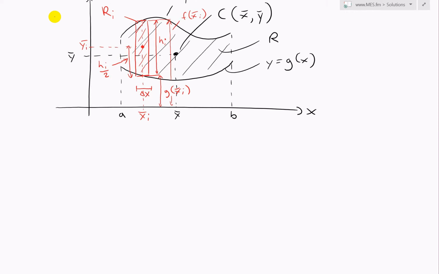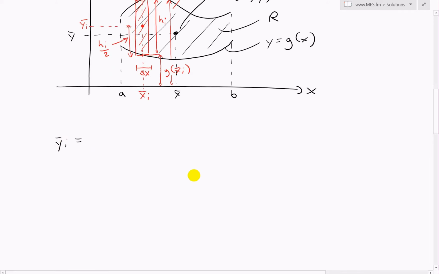So what do we end up getting? Let's just derive this yi-bar first. The center line of this subinterval or subregion is basically this length plus half of this full length there. So g of x-bar i like that, plus hi over 2.